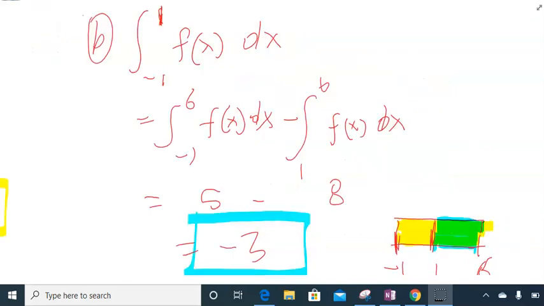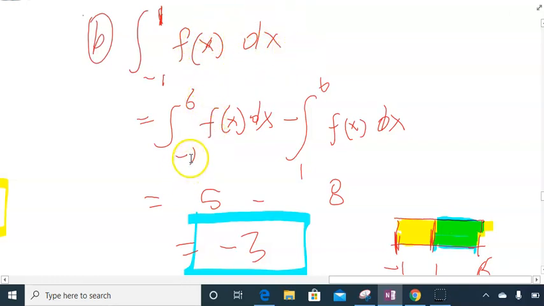Now part B, the integral from -1 to 1. When we have numbers here, that's why we call them definite integrals, when we have numbers on the end. If we never had numbers, we would call them indefinite integrals. So for the definite integral from -1 to 1 of f of x dx, we don't have this specifically in our given work. So now we have to kind of improvise, okay?